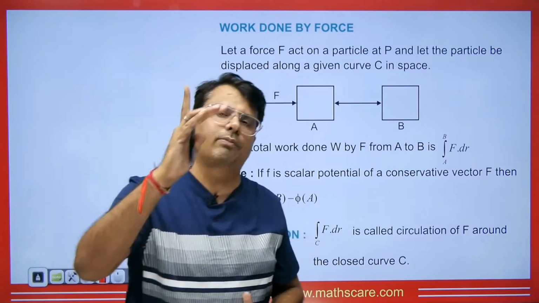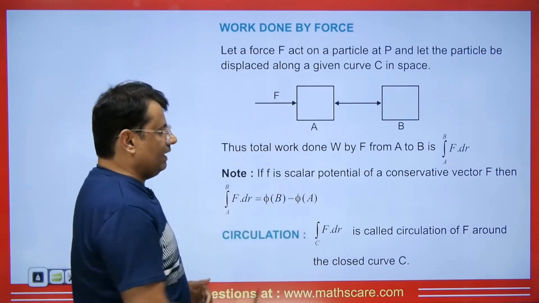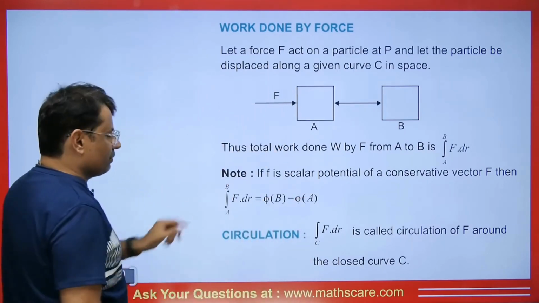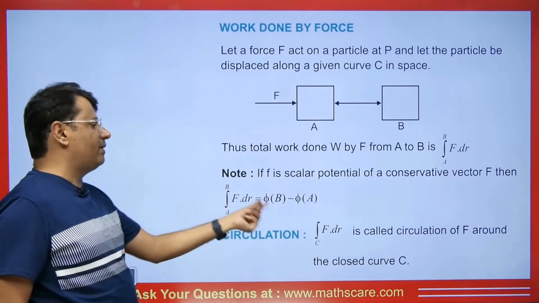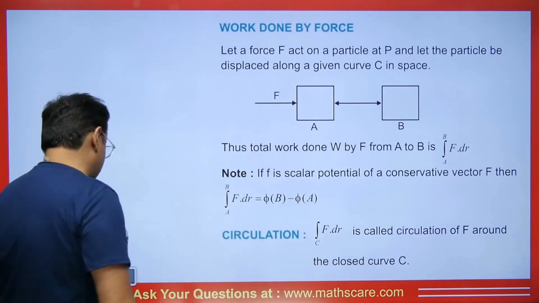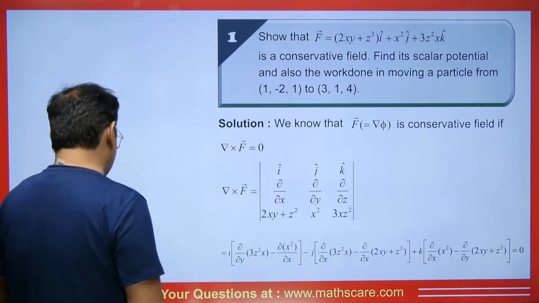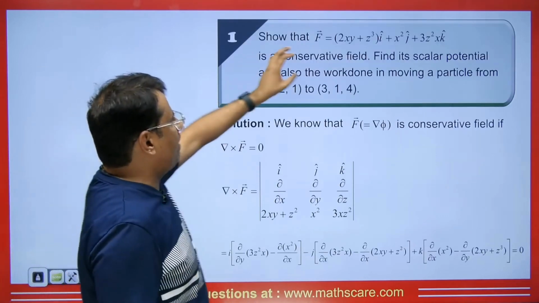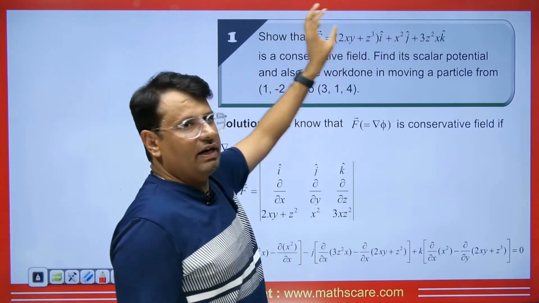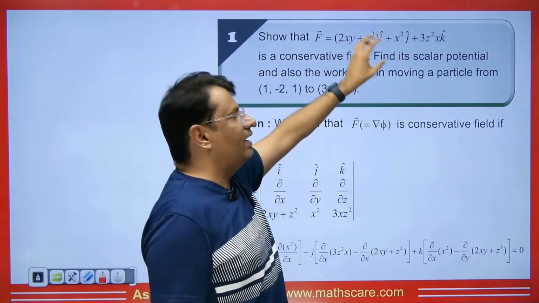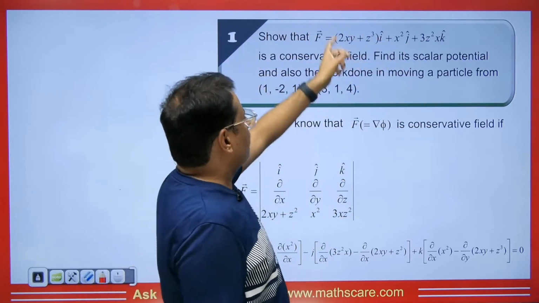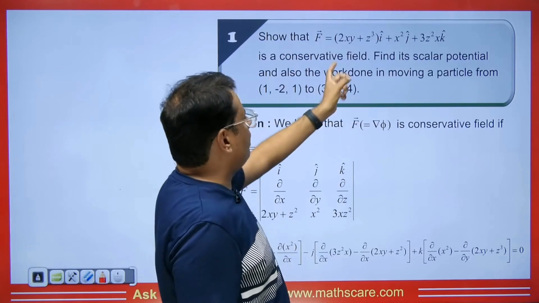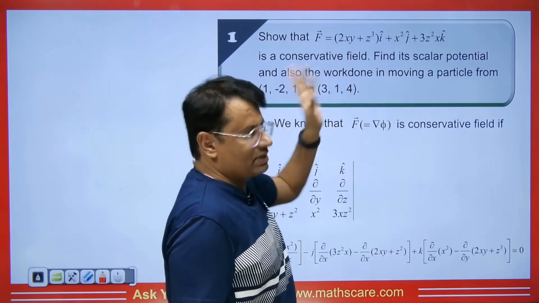Let's do a question to understand the concept. It will be clear. You need to understand this. Whatever phi we get, subtract the lower limit from the upper limit and you will get the answer. See the question, you'll understand. Students, this is the question. In the question, F is given and you have to prove whether this is a conservative or irrotational field, and find its scalar potential, and also the work done in moving the particle from this point to this point.